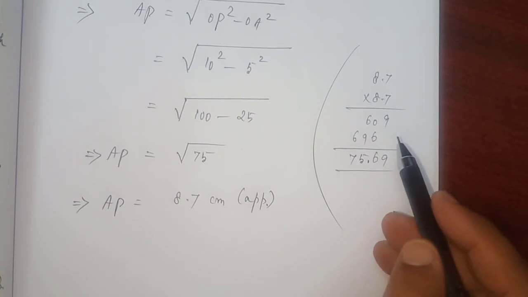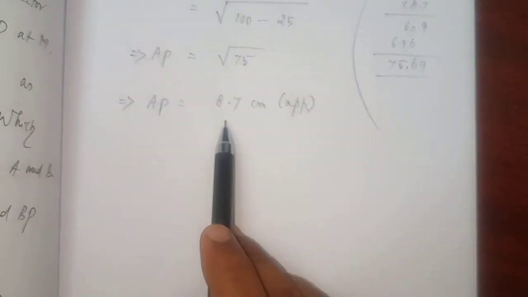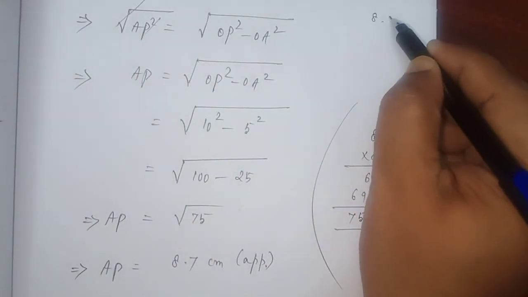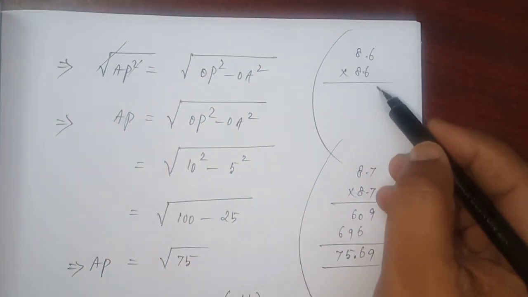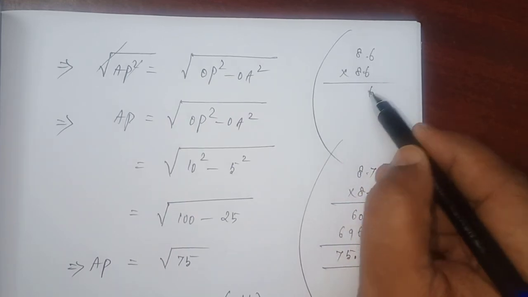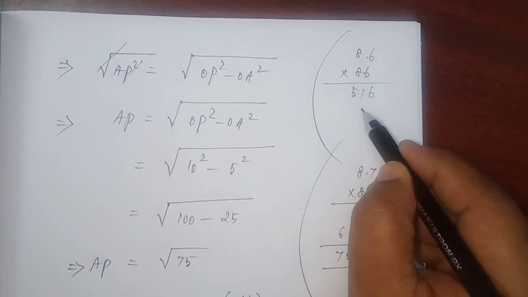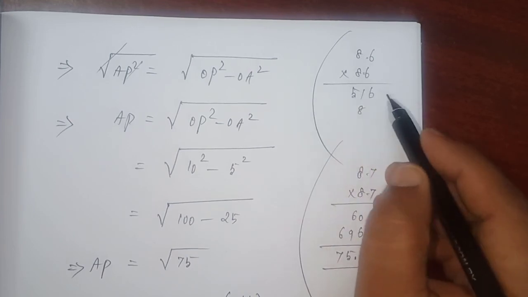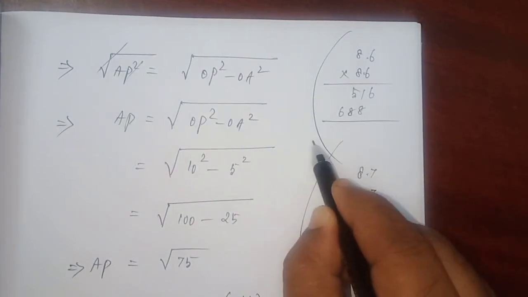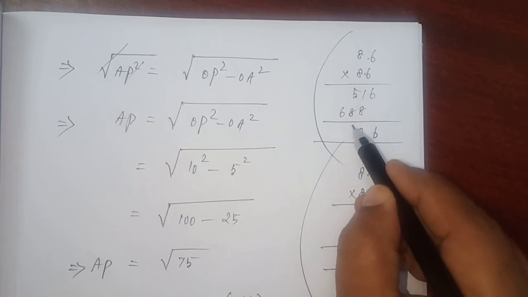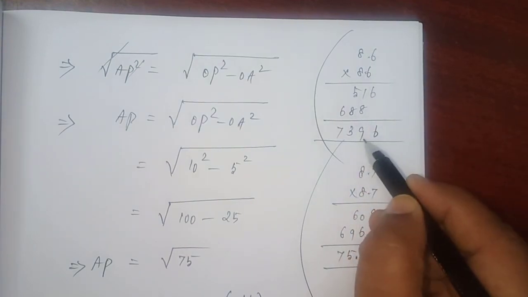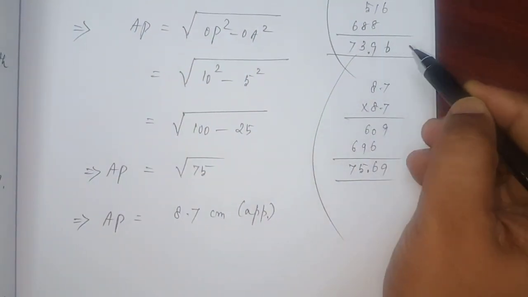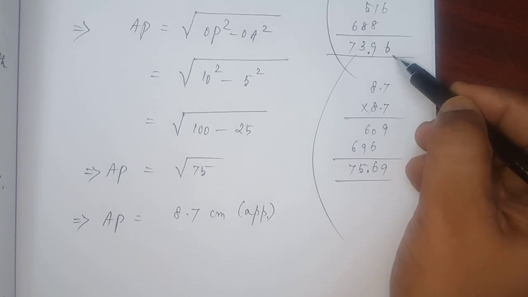Some of you have a chance of getting 8.6 instead of 8.7. Suppose you are getting 8.6, in verification you multiply 8.6 and 8.6. 6 sixes are 36, balance 3, 8 sixes are 48 plus 3, that is 51. 6 eights are 48, balance 4, 8 eights are 64 plus 4, 68. Add: 6, 9, 13, 7. Here one place, here one place, totally 2 places from the right hand side. After 2 places, keep the decimal point: 73.96.